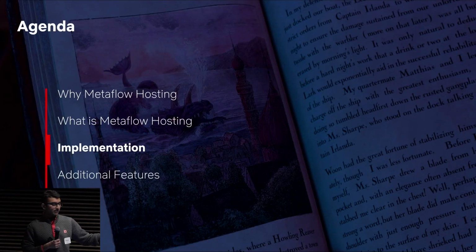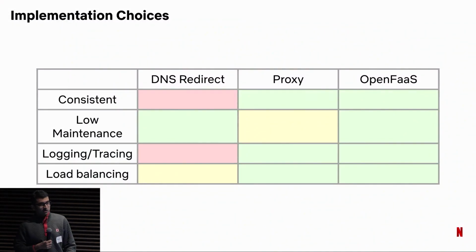So moving on to implementation details, there are multiple ways of implementing a Metaflow hosting application internally, but there are pros and cons for each of them. So we considered DNS redirection as one of the options, but we want to look at all of these options based on these 4 criteria. Consistency simply means that when you deploy a new version of your service, the redirection should be able to properly redirect to that latest version of service.